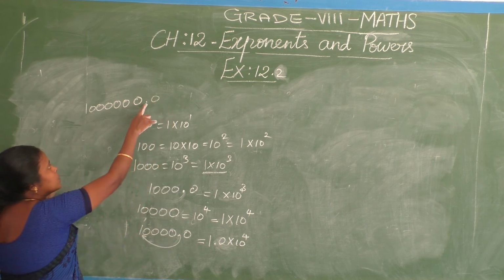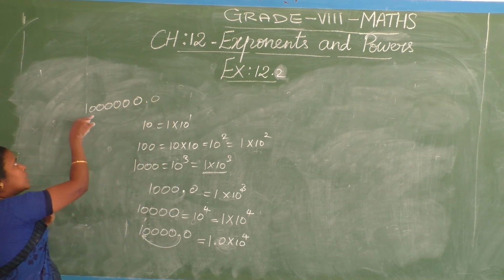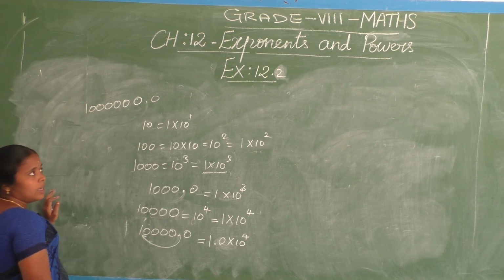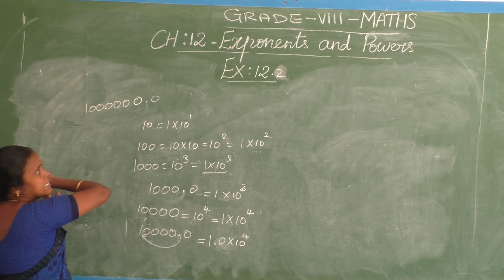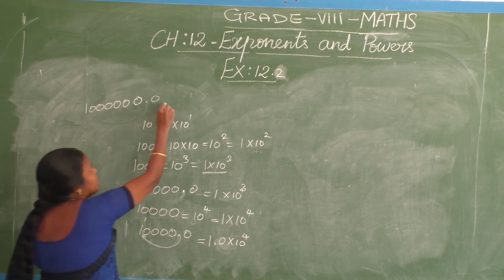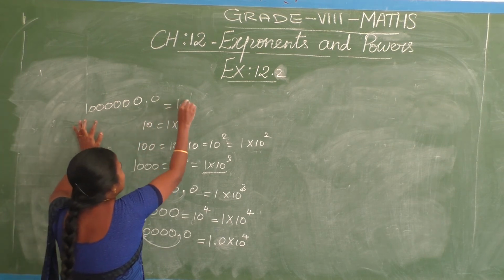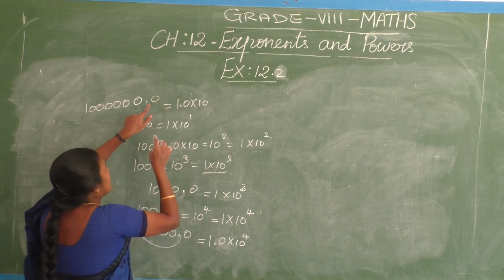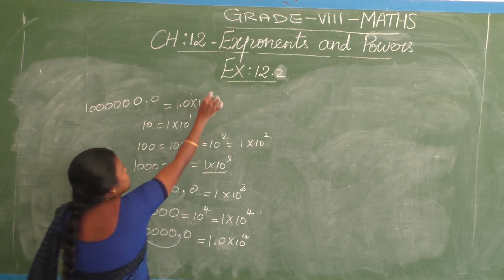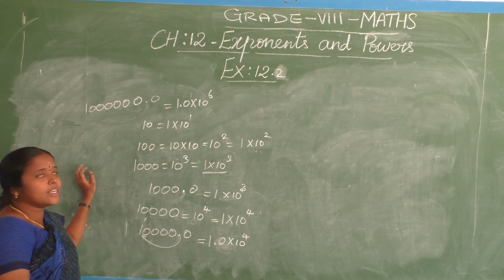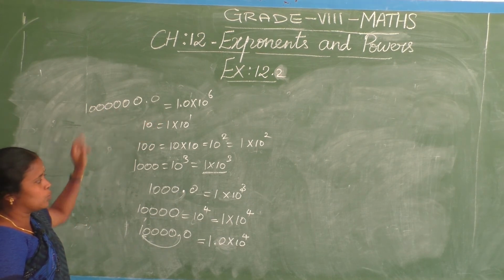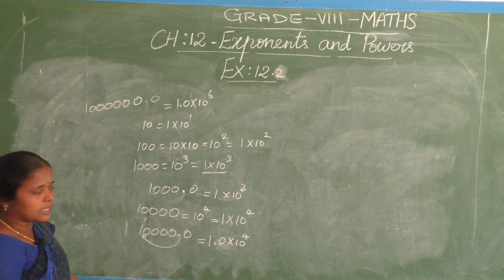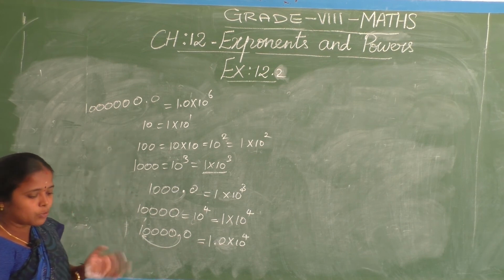I want to move this point from here to the left side, near 1. Moving how many digits back? 1, 2, 3, 4, 5, 6. So, what is the standard form? It can be written as 1.0 into 10 power, right to left you moved, so plus 6. Understood? This is the standard form of the bigger number. Clear? So, in this basis, we are going to work out 12.2.